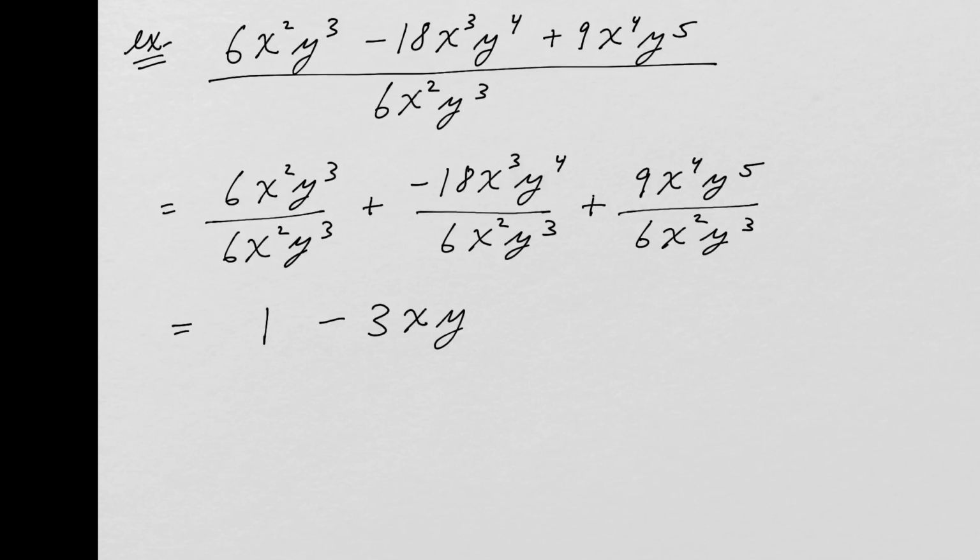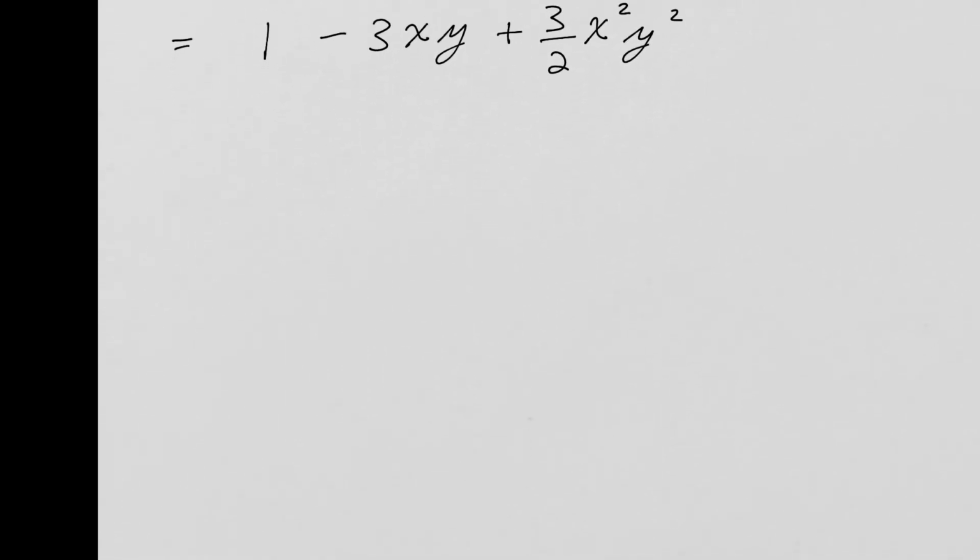9 over 6, well, 6 doesn't go into 9 evenly, but I can simplify that. 3 goes into both, so I can write this as 3 halves. X to the fourth over x squared is x squared. And then y to the fifth over y cubed is y squared. So that would be my answer right there. Okay, and then the last one.